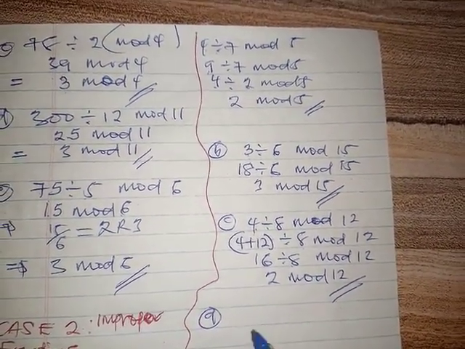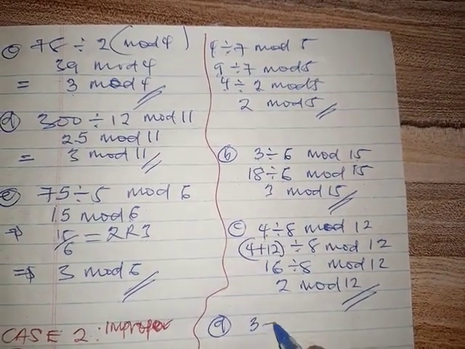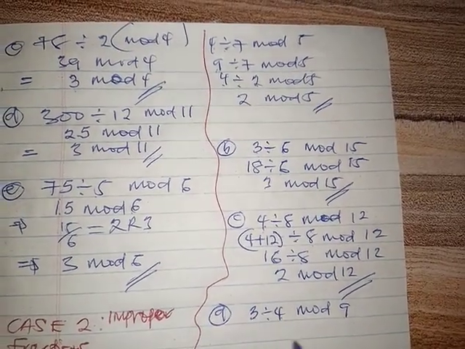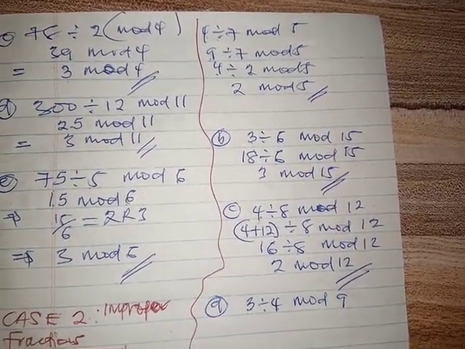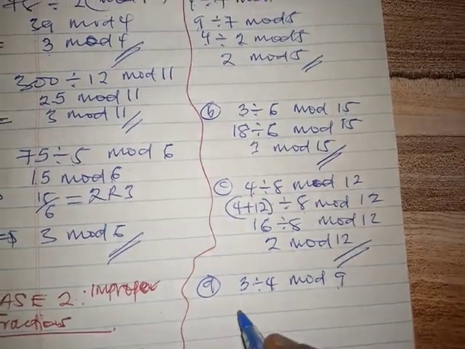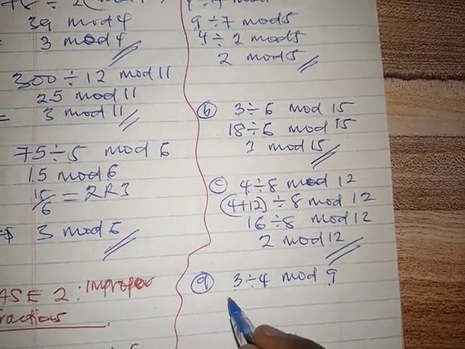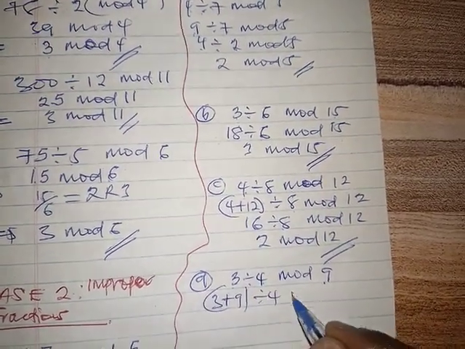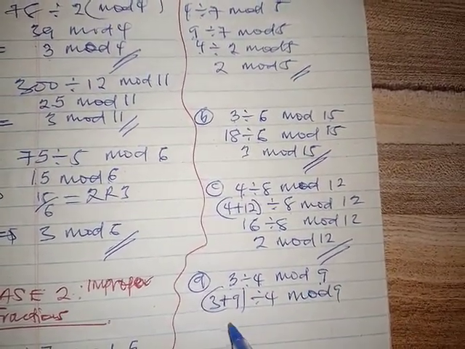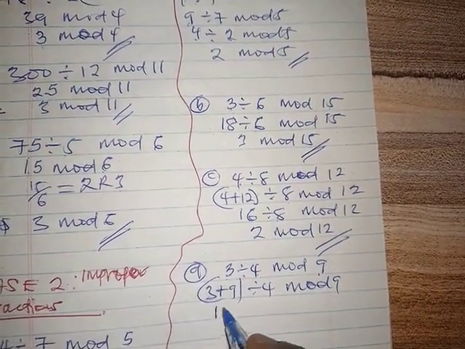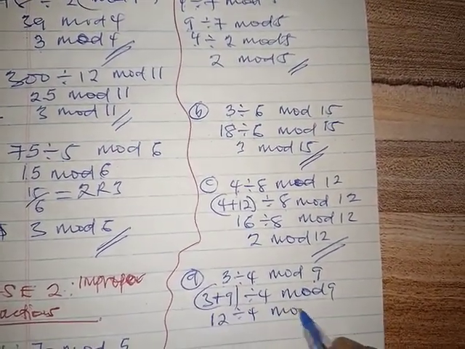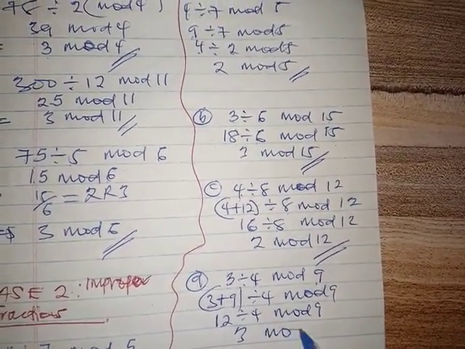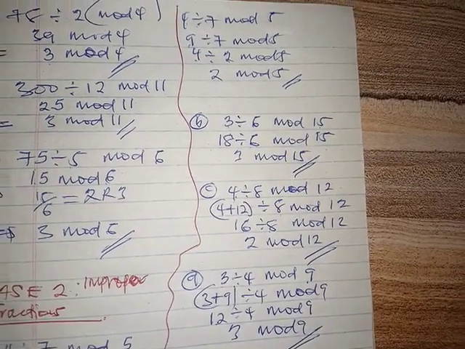The third one I'm going to consider is 3 divided by 4 mod 9. Since 3 divided by 4 is impossible, you add 9 to 3, making 12. So 3 plus 9 divided by 4 mod 9. And 3 plus 9, we have 12 divided by 4 mod 9. 12 divided by 4, we have 3 mod 9. And 3 mod 9 is still 3.